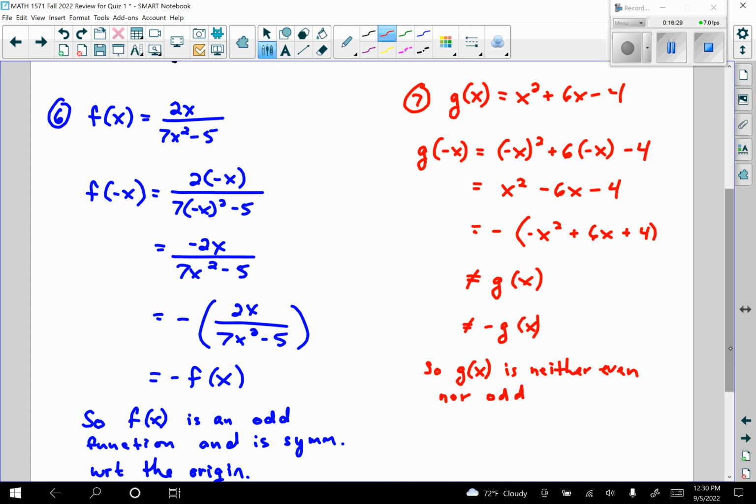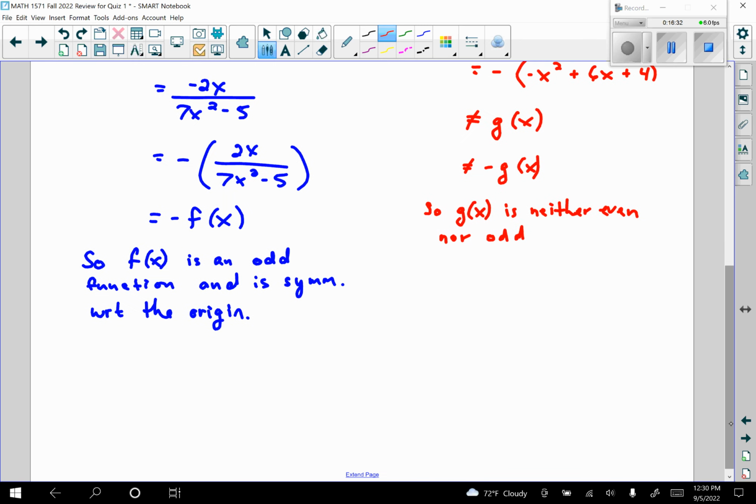And is not symmetric with respect to the y-axis or the origin. Some graphs just don't have symmetry with respect to these two parts of the graph.